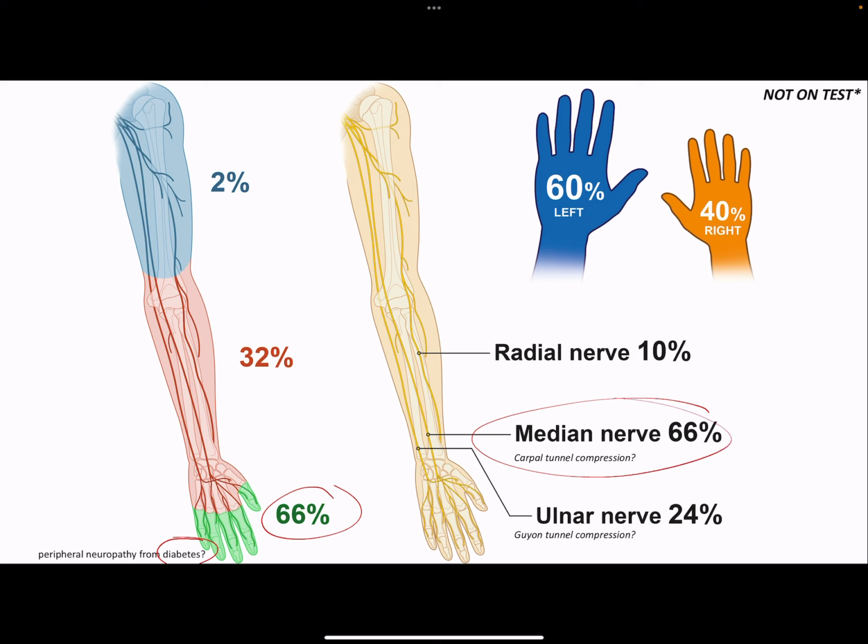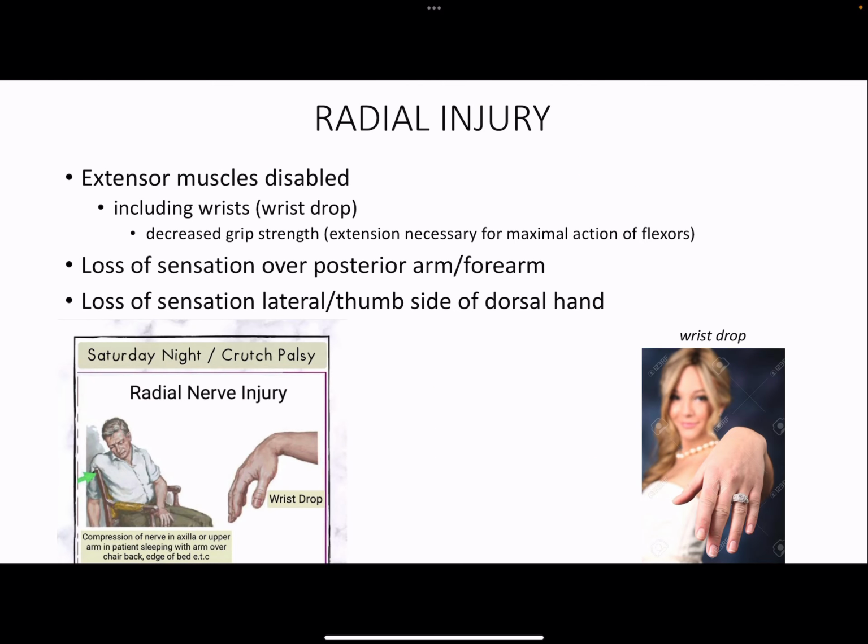Median nerve, I'm guessing carpal tunnel compression, so this is the main nerve damage, the median nerve. I also found it interesting that it's the non-dominant hand for most people. 60% of people's nerve damage is on the left side. Weird, not important. Now, this is important.